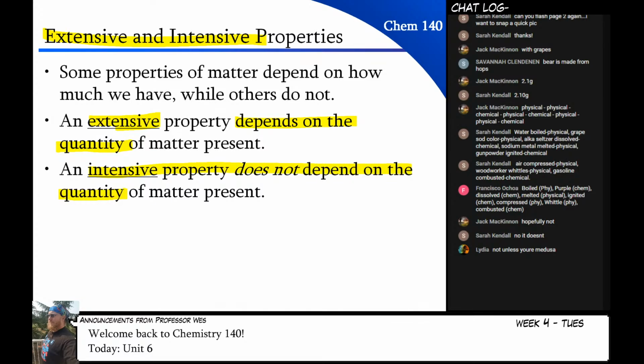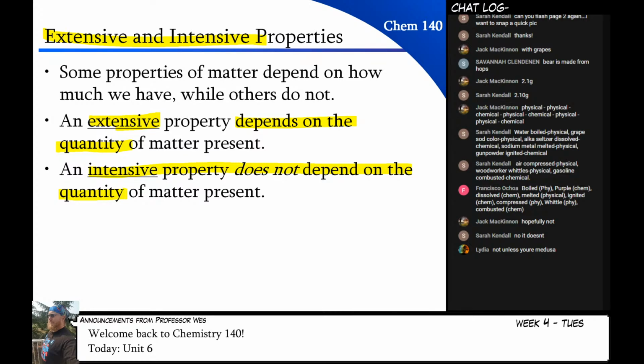So, for example, if I asked you to determine the mass of water in a container that I give you, and I give you a gallon of water, and I give your lab partner a cup of water, which one has more mass? That should be really obvious. The one that you gave the bigger container to, right?